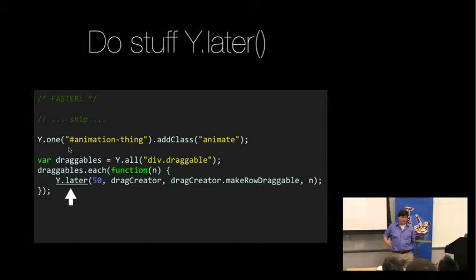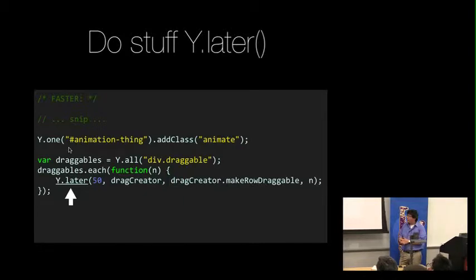Y.later, for those of you who don't know, is basically a wrapper around set timeout or set interval. It's a lot better than that because you can manage scope a lot easier.